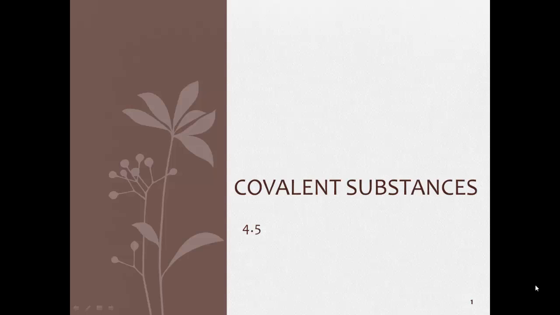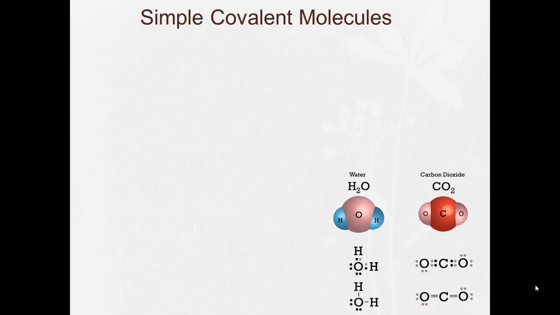All right, here we go with our video, 4.5 covalent substances. And these are going to be different in many cases, the opposite of the properties for ionic substances. Okay, so we're going to talk about some simple covalent molecules.